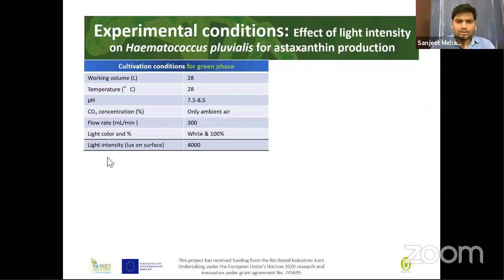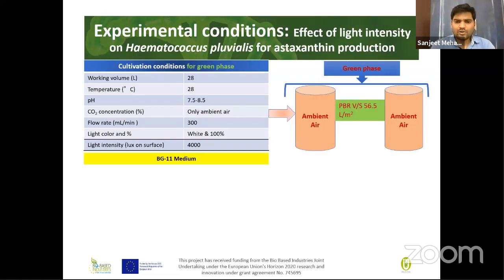Then we assessed the effect of light intensity on astaxanthin production from Haematococcus pluvialis. Firstly, I would like to give you a brief about Haematococcus pluvialis. Haematococcus pluvialis is a microalga that grows in two phases: the first is a green phase and the second is the red phase.